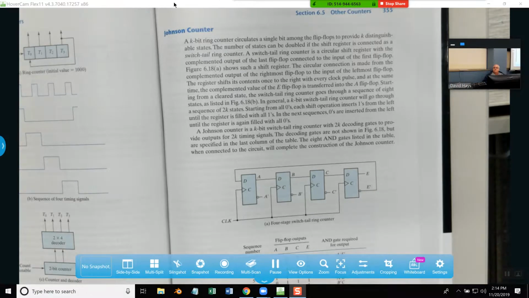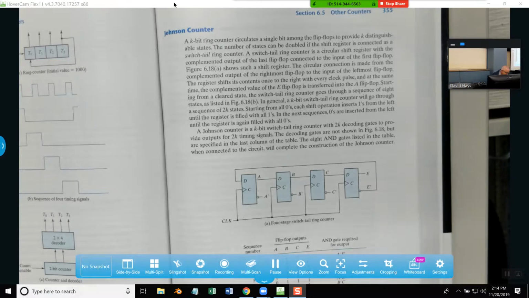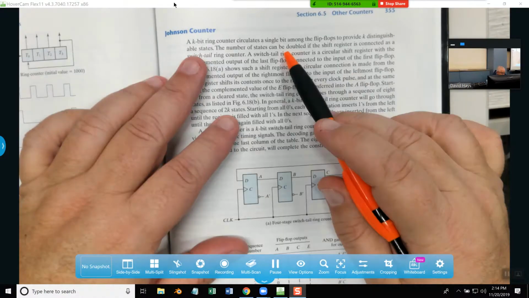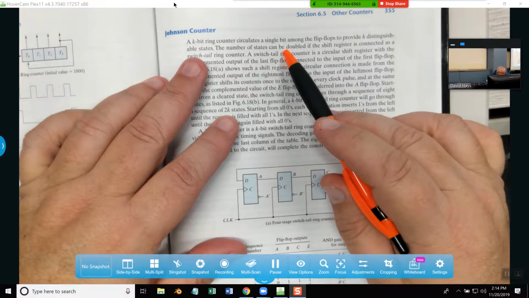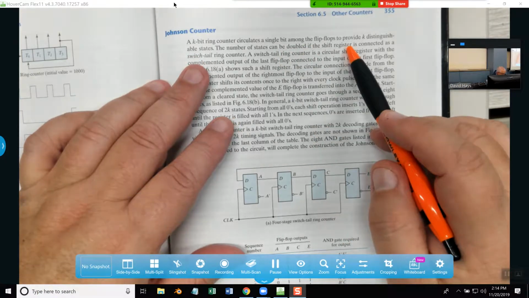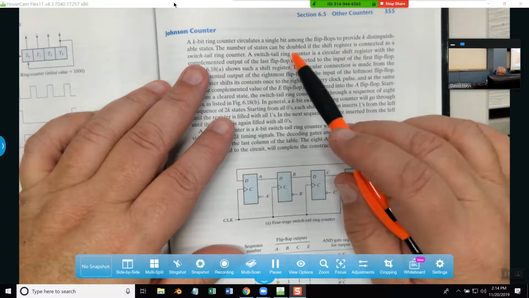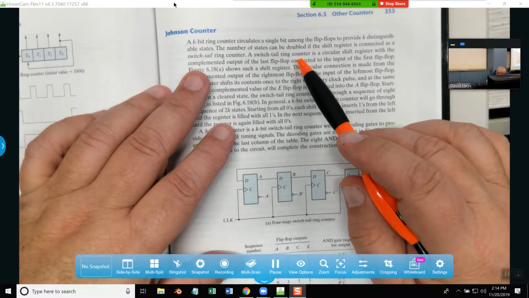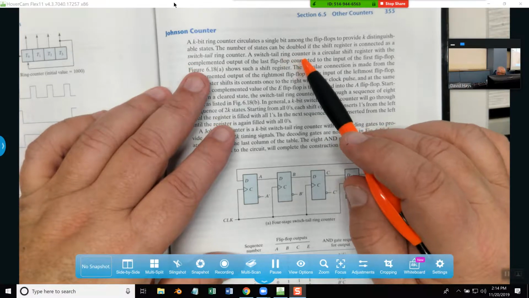Okay. A k-bit ring counter circulates a single bit among the flip-flops to provide k distinguishable states. The number of states can be doubled if the shift register is connected as a switch-tail ring counter. A switch-tail ring counter is a circular shift register with the complemented output of the last flip-flop connected to the input of the first flip-flop. Figure 6.18 shows a shift register, 6.18A.